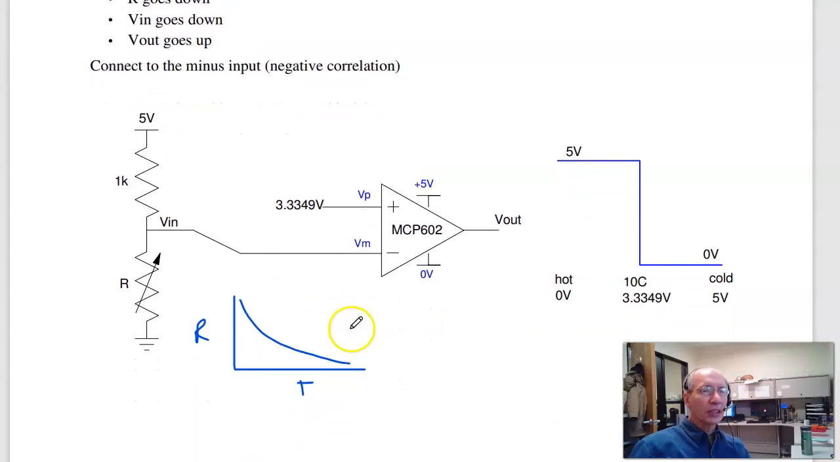So there's your circuit, and the VI characteristic looks like this. At 0 volts, when it's really, really hot, I get 5 volts out. When it's cold, I get 0 volts out, and I switch at 10 degrees Celsius. And this is just a straight line up and down. That's a comparator.